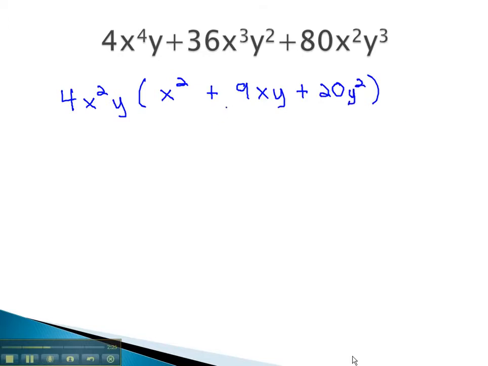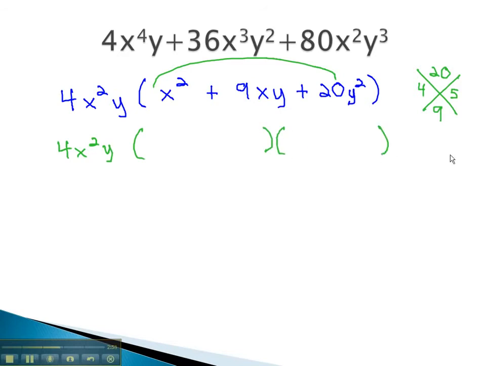We can now factor the trinomial using the AC method, and conveniently, there is a 1 in front of the x squared, so we can get to our factors much quicker. A times c is 20, and add to 9. We can see those numbers will be 4 and 5. Keeping the 4x squared y, or the GCF, in front, we can then factor the remaining trinomial using those numbers. We can use x plus 4 and x plus 5.